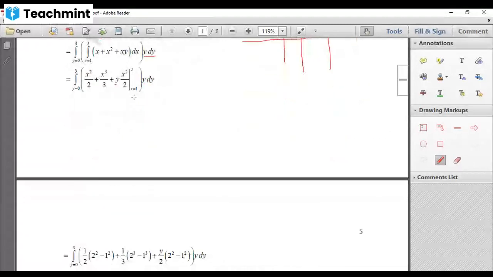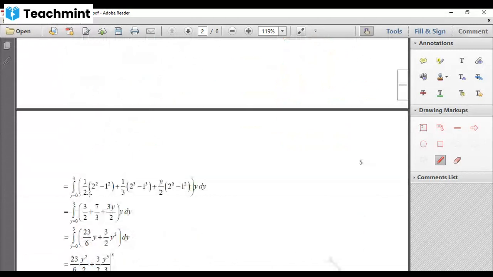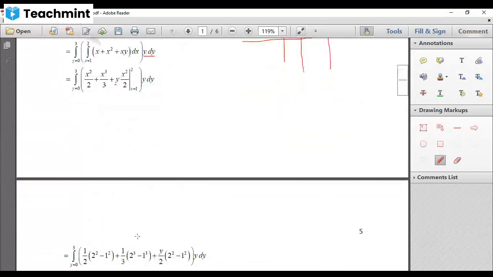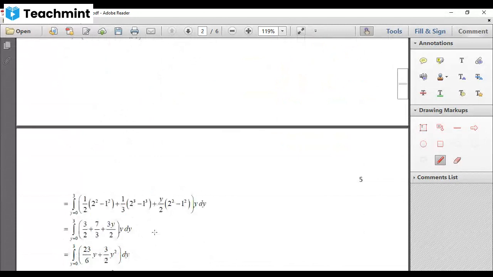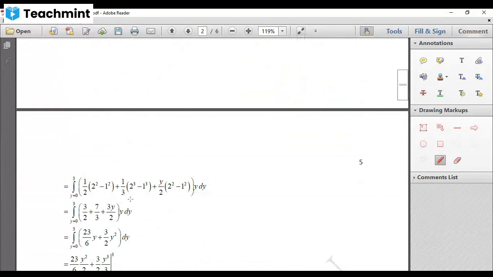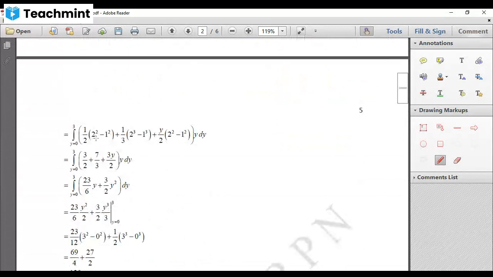Now apply the limit. 1 by 2 is constant. If you apply the upper limit, you'll get 2 square minus, if you apply the lower limit, you'll get 1 square, right? Similarly, 1 by 3 is constant. If you apply the upper limit, you'll get 2 cube minus 1 cube, plus y by 2 is constant here. So y by 2 will remain. If you apply the upper limit, you will get 2 square, lower limit 1 square, right? Multiplied by y into dy. Now simplify this. 4 minus 1, 3 by 2. This is 8 minus 1, 7 by 3. And this is 4 minus 1, 3, 3y by 2. Take the LCM, you'll get 23.